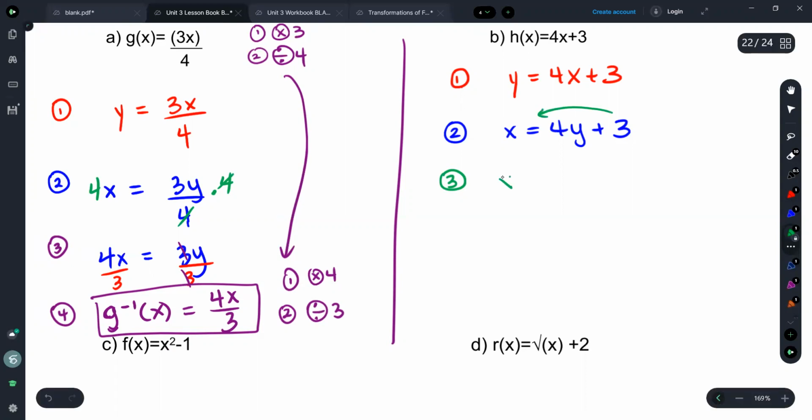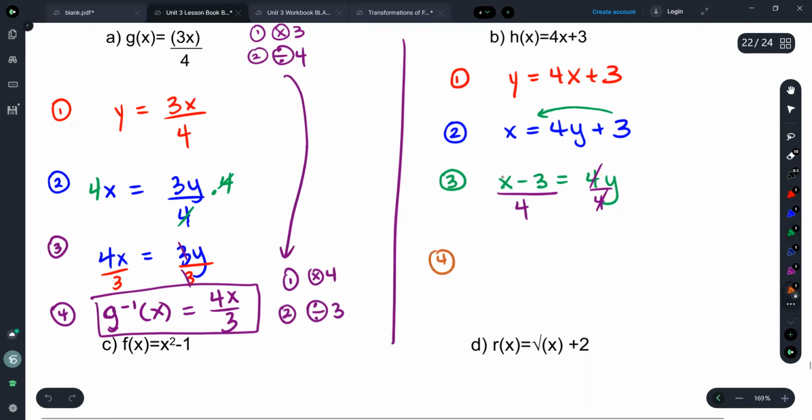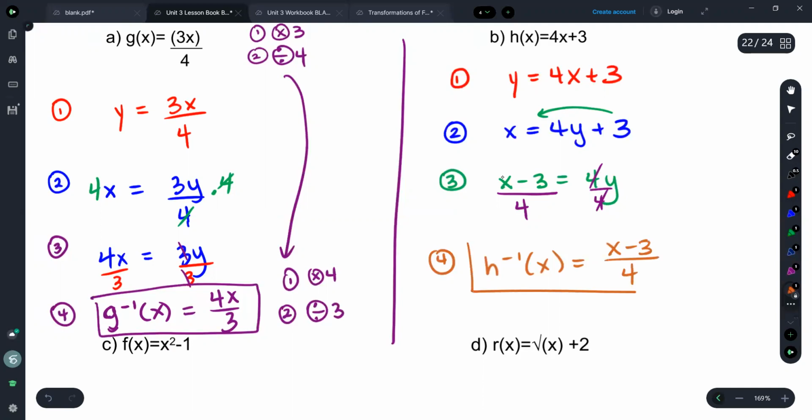Okay, we'll bring the 3 over. And then we'll just divide out that 4. So the whole thing gets divided by 4. Okay, and then last step, we're going to replace y with inverse notation. So it'll be h inverse because I started with h of x. So that will be our inverse function.